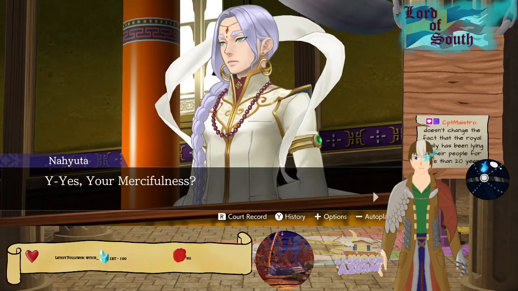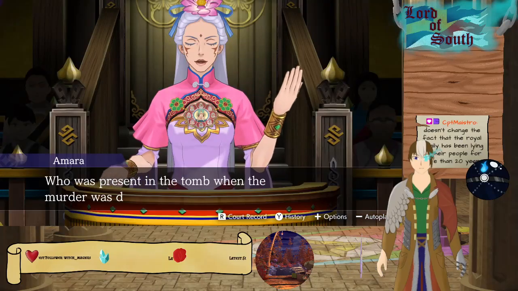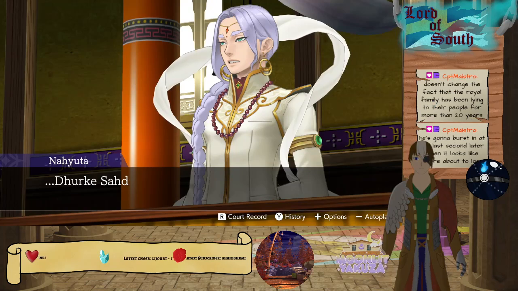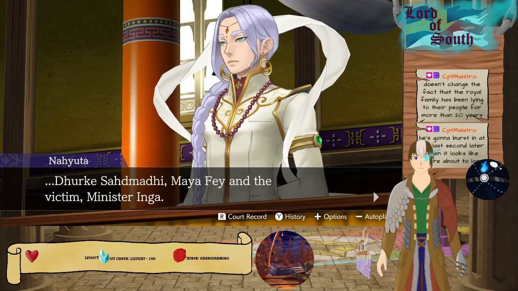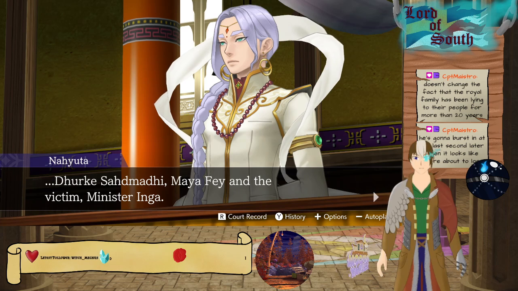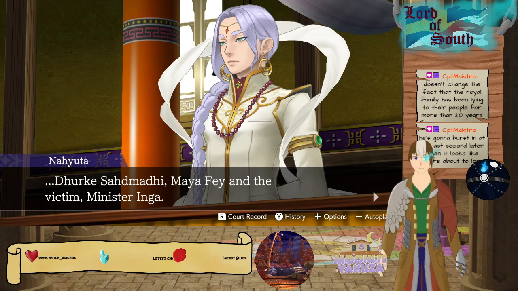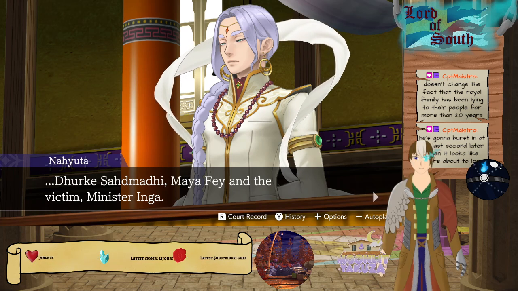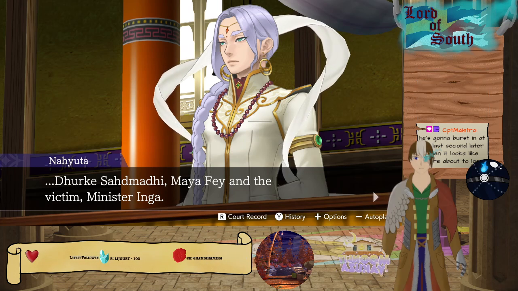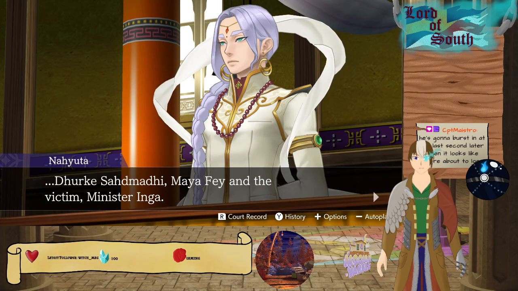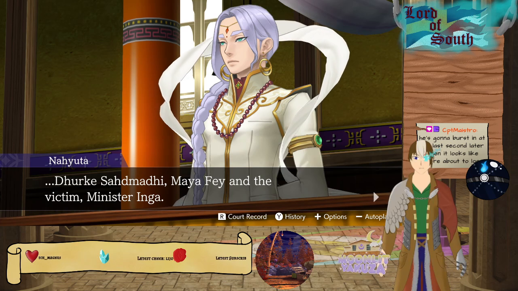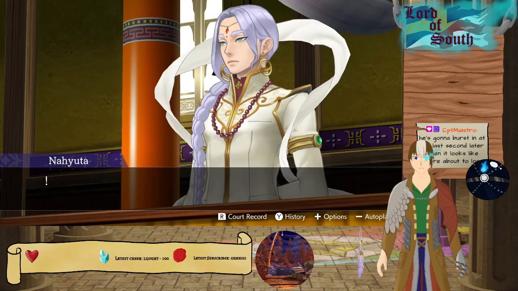Yes, your mercifulness. Who was present in the tomb when the murder was discovered? It's going to burst in a last second later when it looks like you're about to lose. Yeah, kind of. Daruk's son, Maya Fey, and the victim, Minister Inga. First of all, who has the key to the sarcophagus? The royal family and some servants, or at least the highest servants. You had the goddamn key to the place and could hide in there, you bugger.